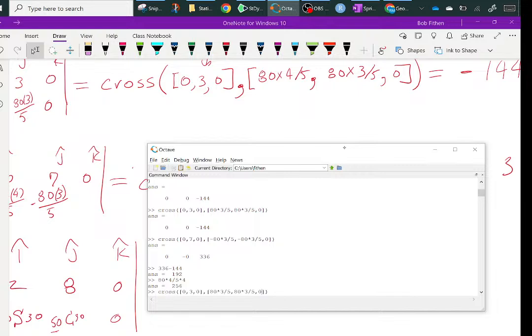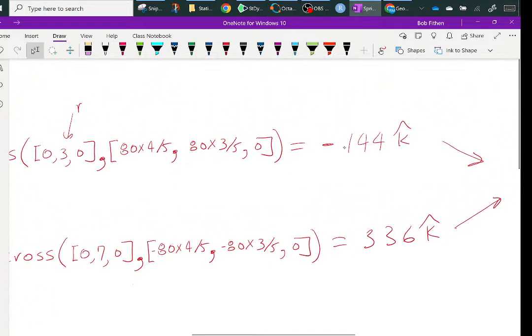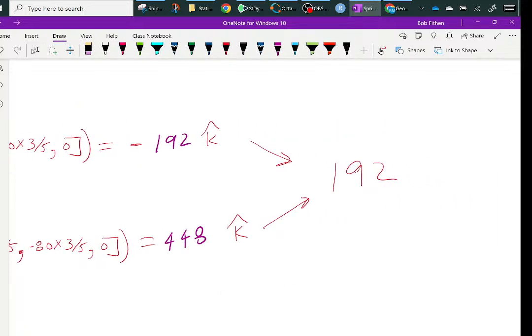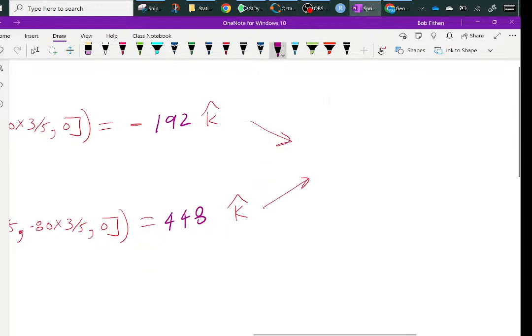You caught me. You were letting me go extra so you could laugh at me. Okay, that's the plus one. Here's the minus one. Okay, 192 and 448. I gotta add those two together. Okay, 448 minus 192, 257. Interesting.